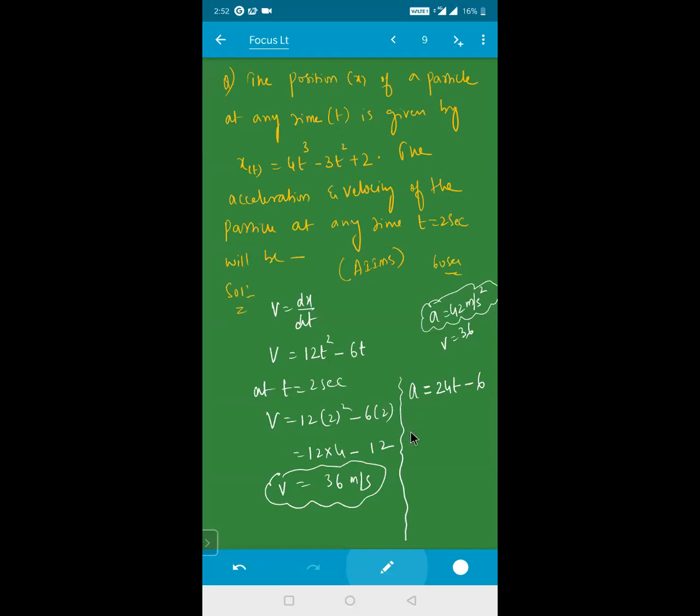T के पास 2 सब्स्टिट्यूट कर देना. हाँ, t के पास क्या सब्स्टिट्यूट करोगे? 2. But what is it telling, see right now here? The acceleration and the velocity of the particle at any time t is equal to 2 seconds will be equal to how much? At t is equal to 2 seconds. Acceleration will be equal to 24 into t, into 2. Any time पूछ रहा है ना, बता खाली as a acceleration as a function of time ही लेना अपने को. So that one is 24 into t, which is nothing but 2. So this will be equal to how much for me? 48. आप लोग क्या करें? 48 minus 6 करें ना?